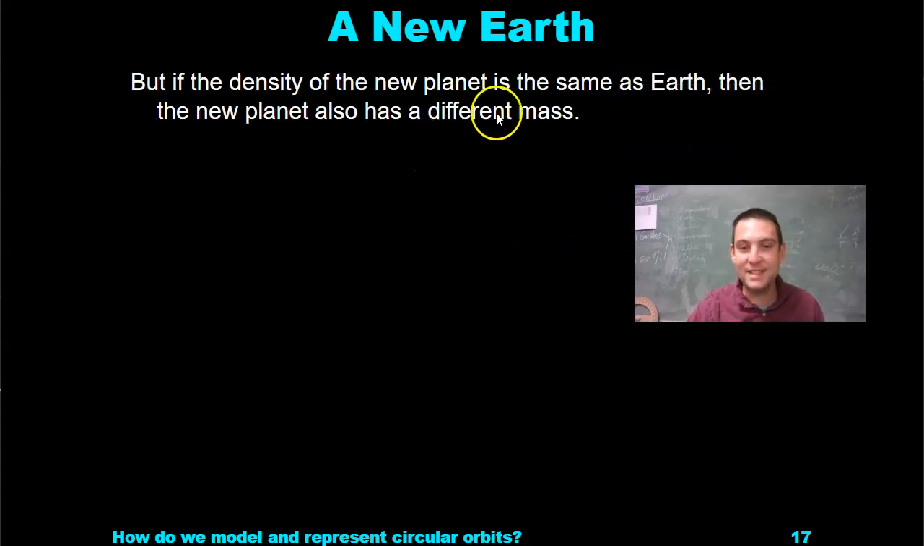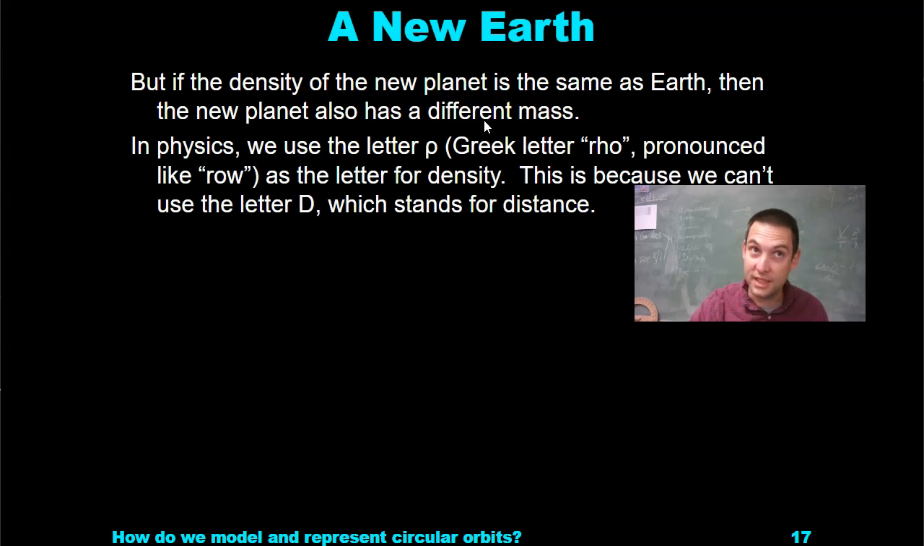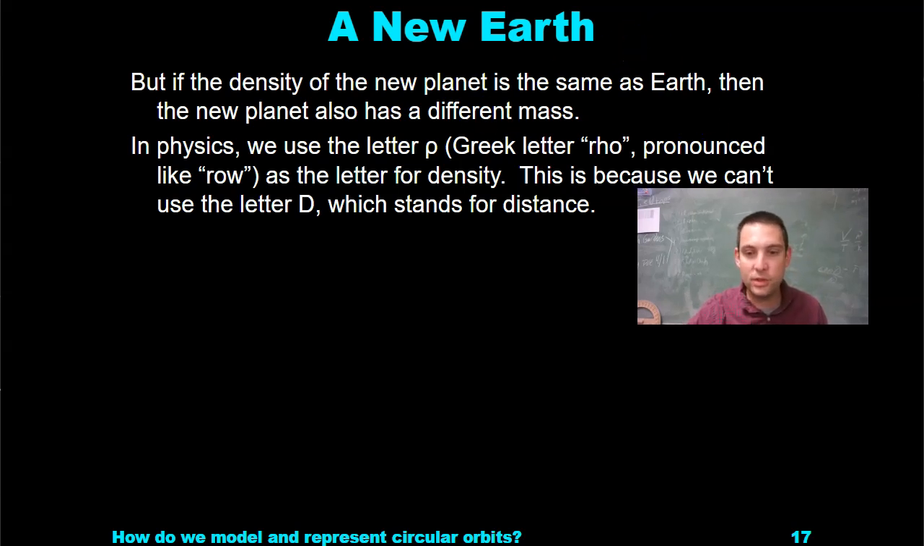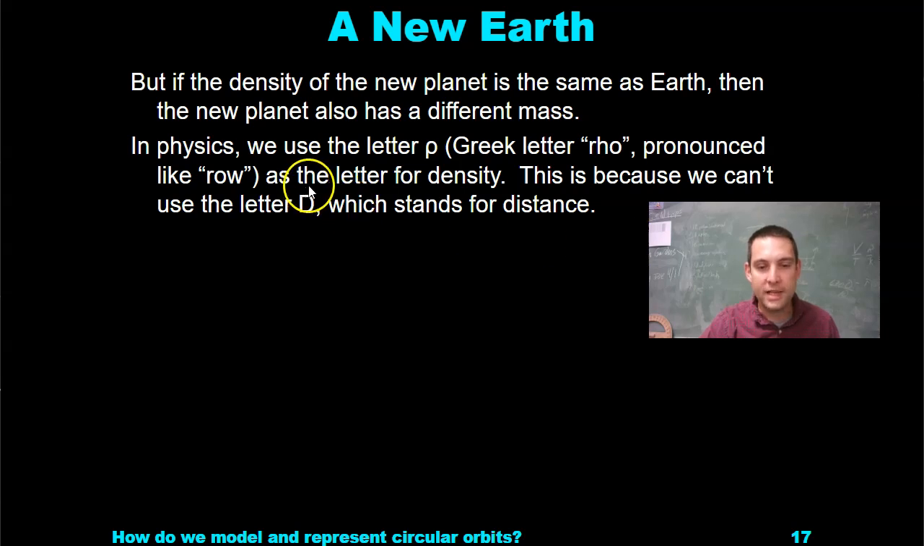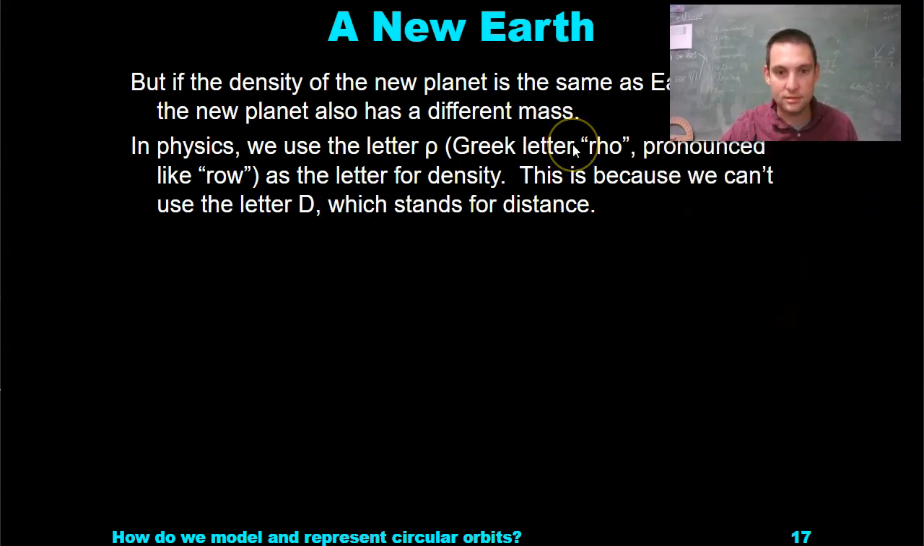But if the density of a new planet is the same as Earth, then the new planet also has a different mass. Because if the density is the same and the radius is bigger, then that means you have more atoms there to weigh. In physics, we use the Greek letter rho as the letter for density. This is because we can't use the letter capital D, which stands for distance.